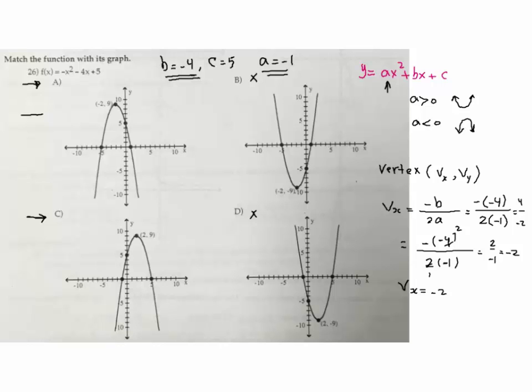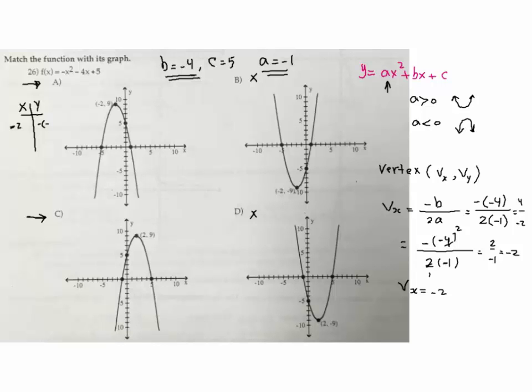Okay, so let's make a little chart here: X and Y. If the X position of the vertex is negative 2, what would be the Y position of that? Remember, F of X is like Y. Y is equal to minus X squared minus 4X plus 5. That's all you have to do, just substitute.